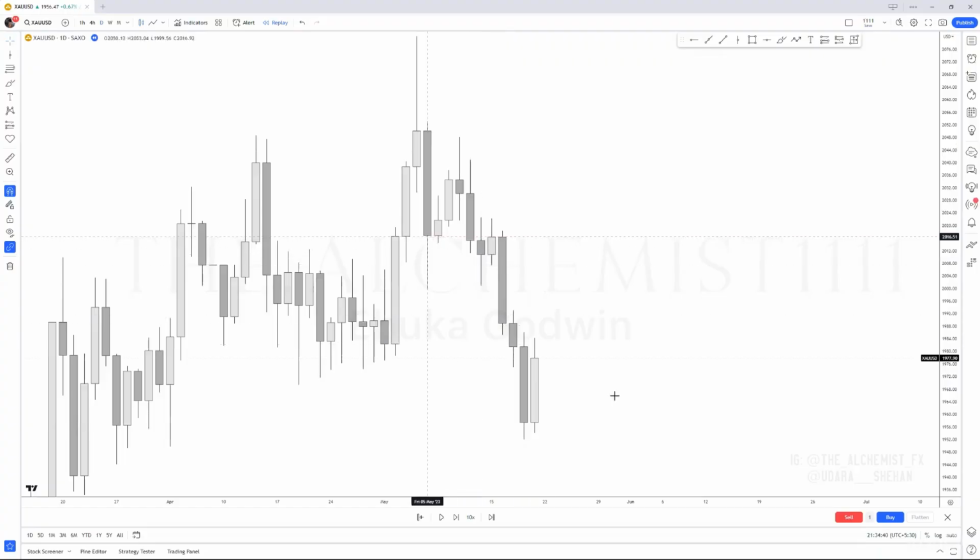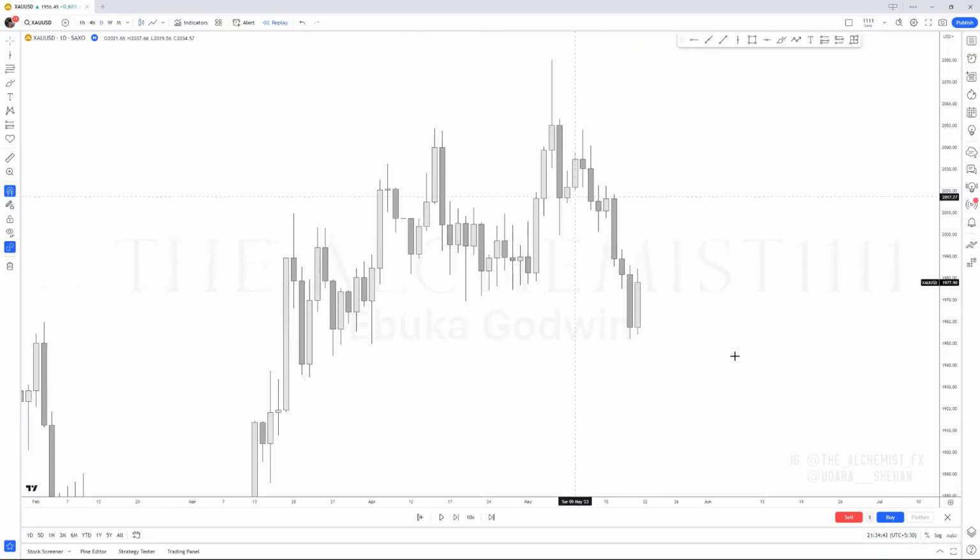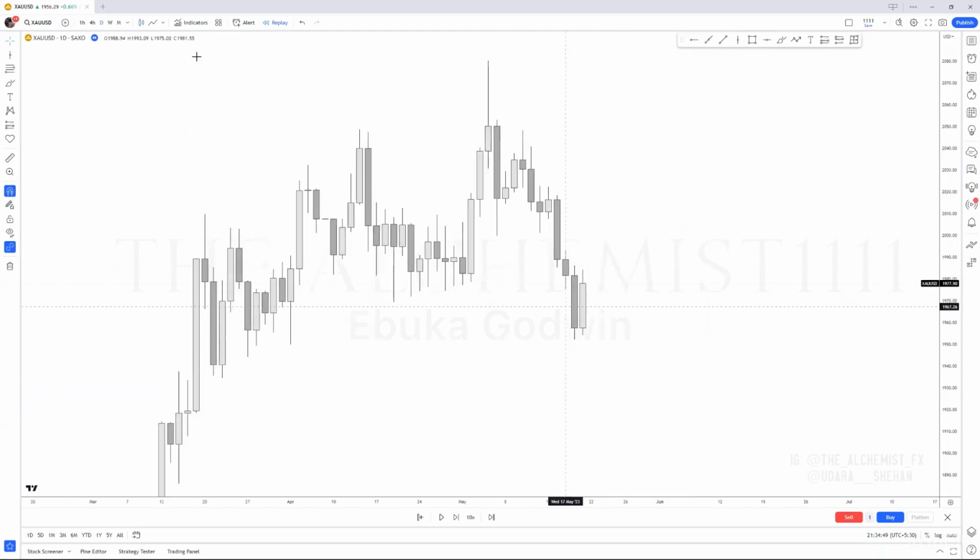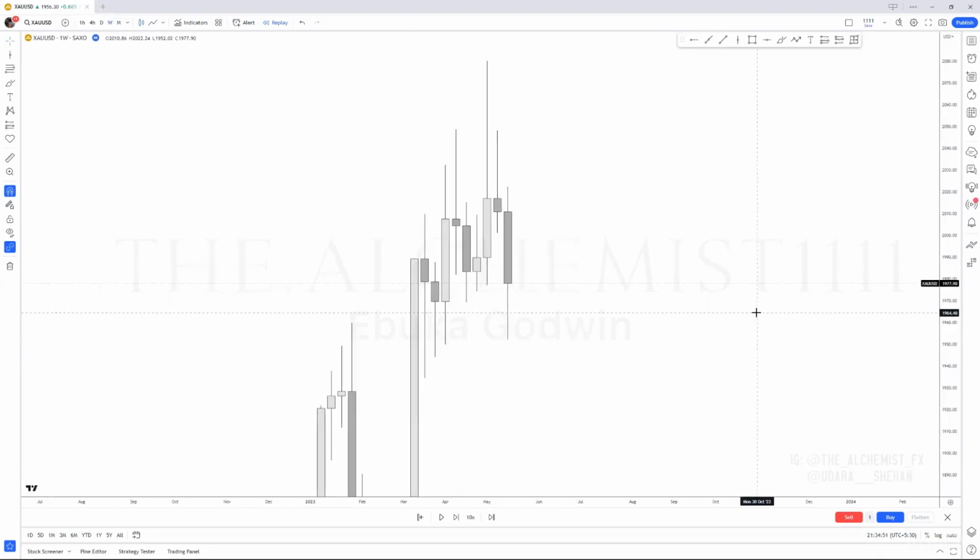Now, what do we know? Weekly started a bearish storyline. Look at this. You can go up and down with this if you understand this very well. Now, what do you know? Weekly is in a bearish storyline. So then what can we do?